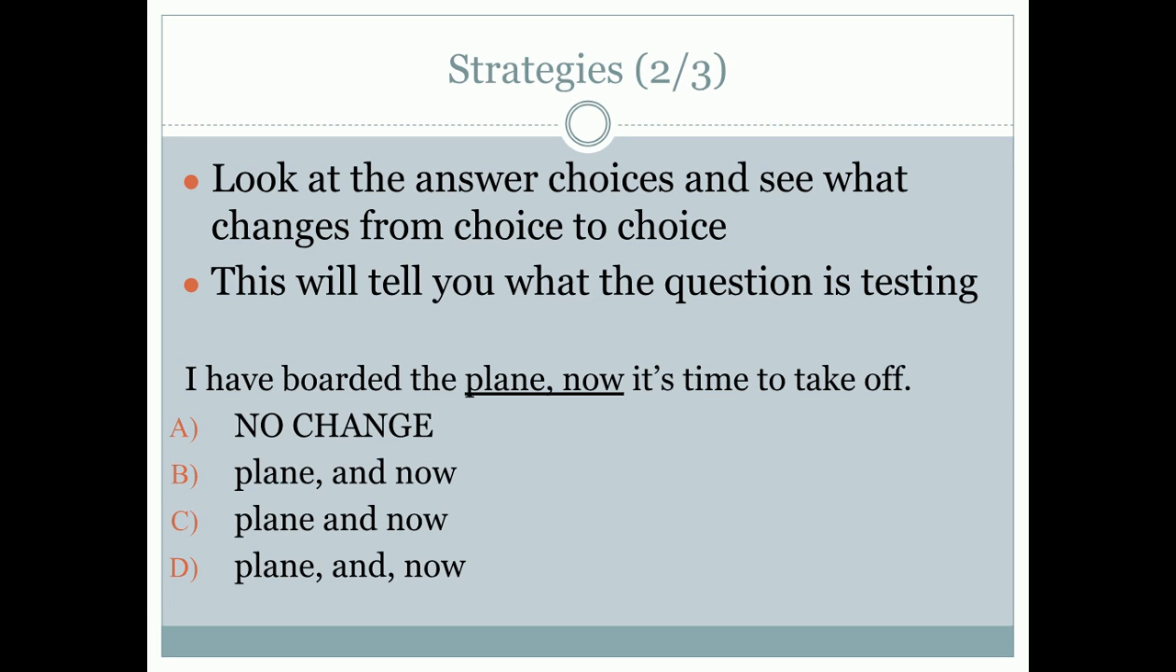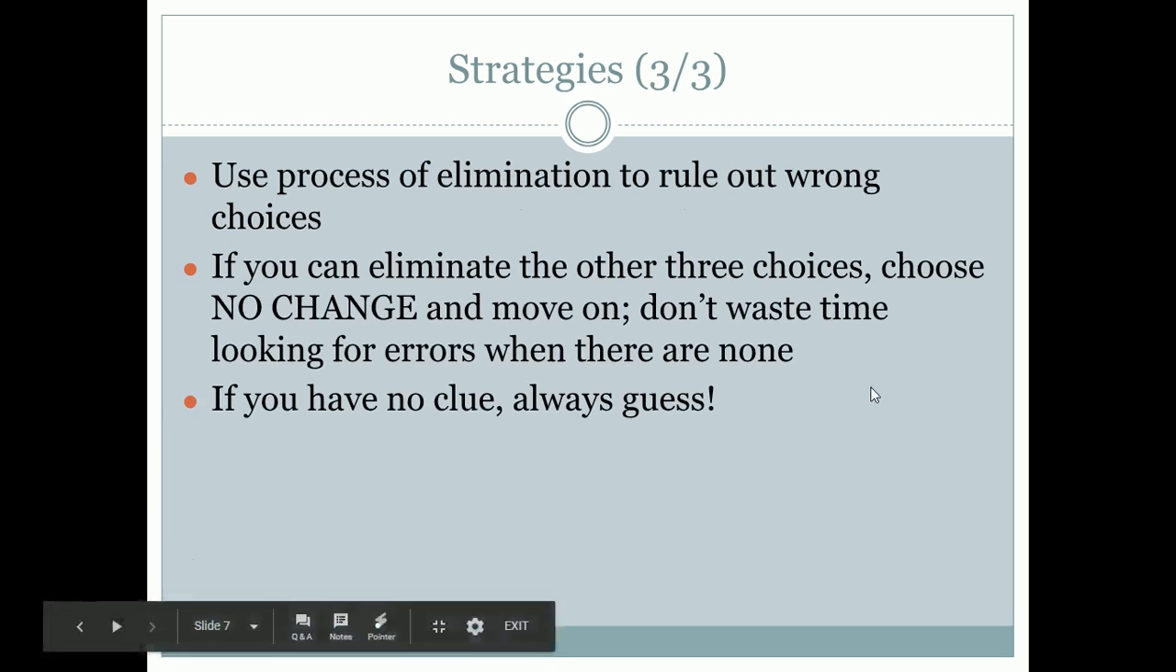Oh, if I look down here at the answer choices, this is clearly testing use of commas and conjunctions. So now students can think, oh, what was the rule I learned about commas and conjunctions? Oh, I have to use them in this particular way, and they figure out the answer is B. Cool. Then strategy 3 of 3.